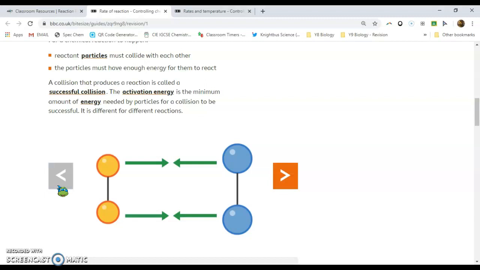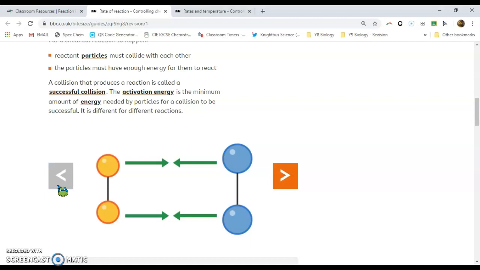One idea is that reactant particles must collide with each other. If they don't collide with each other, you don't get a chemical reaction. The second thing is the particles must have enough energy for them to react. If they don't have enough energy, they have an unsuccessful collision. But if they do have a successful collision, we have a chemical reaction happening.